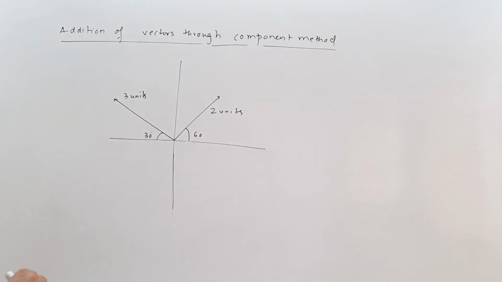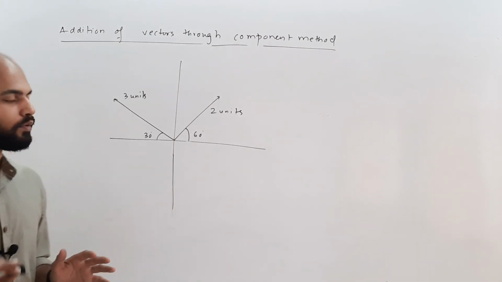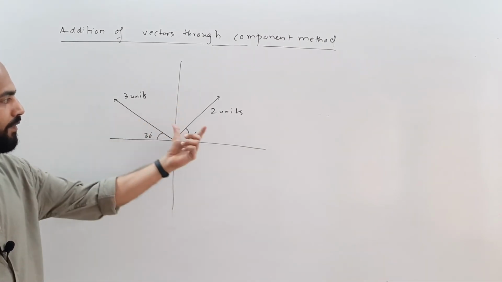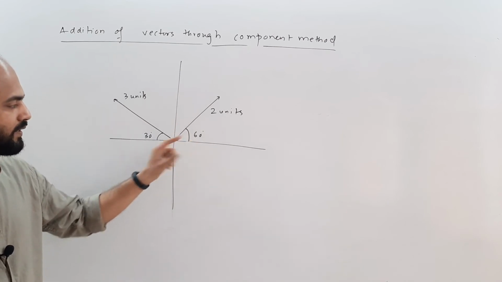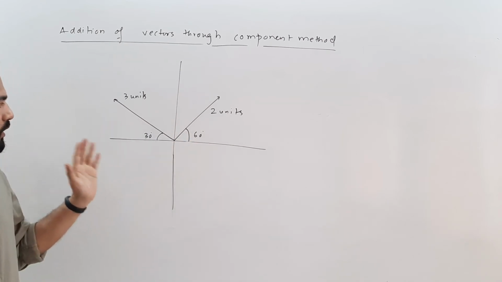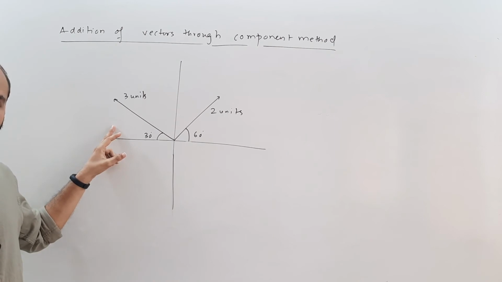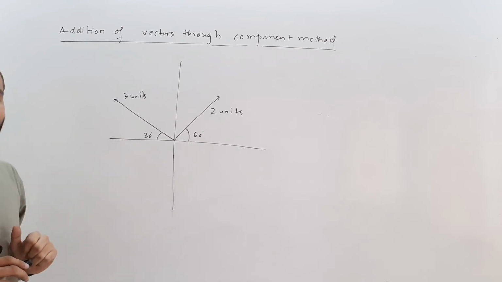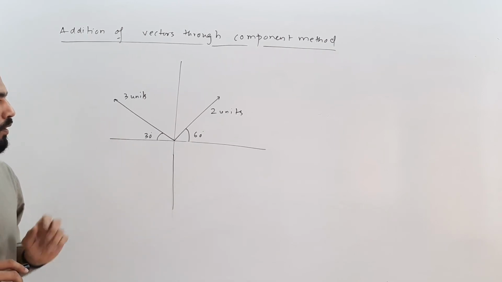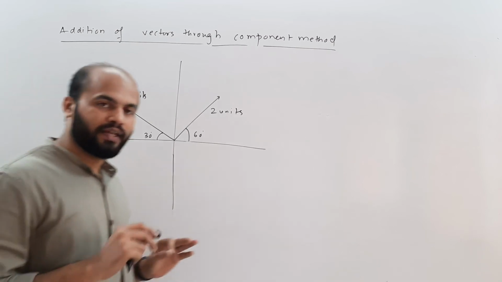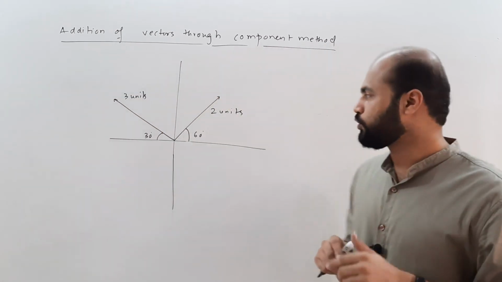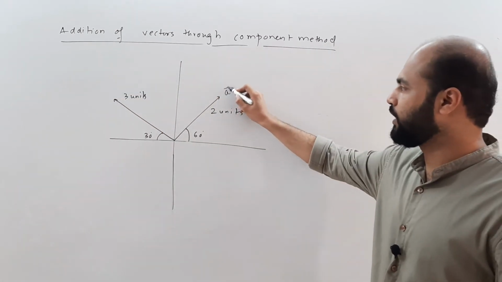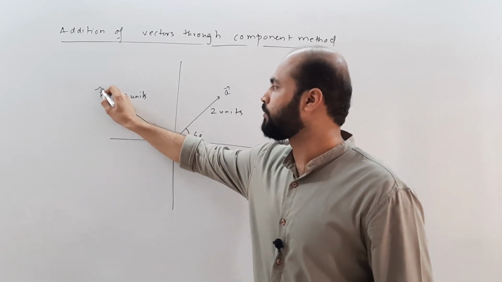Now in this problem, we have been given two vectors. One is having a magnitude of 2 units and it is at 60 degrees, and the other one is having a magnitude of 3 units and it is at 30 degrees to the negative x-axis. First thing that we'll do is find the x and y components of each. Let's call this a bar for convenience and call this b bar.